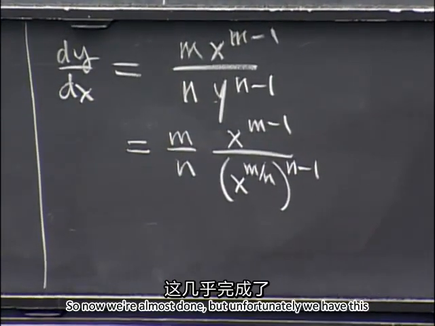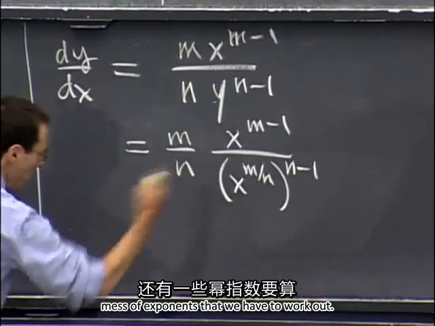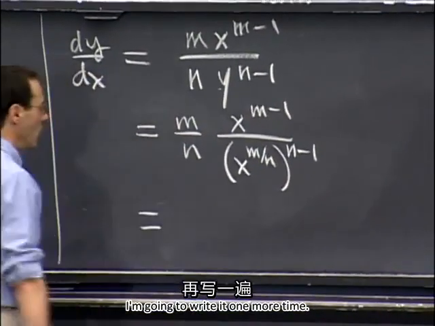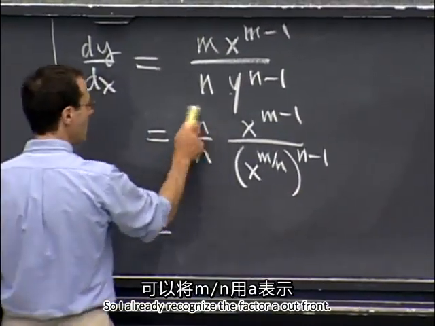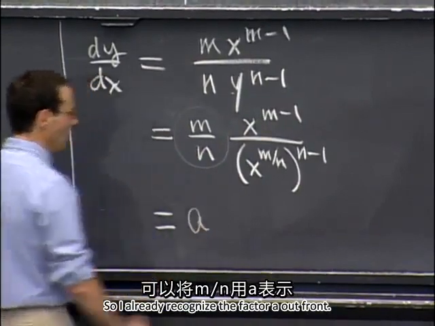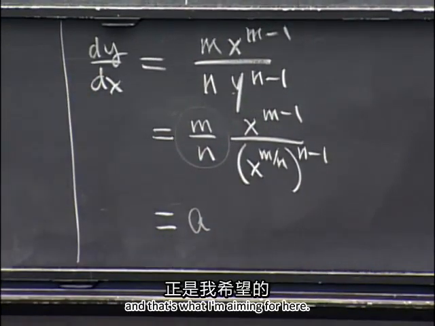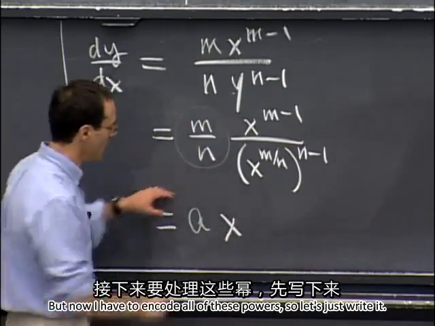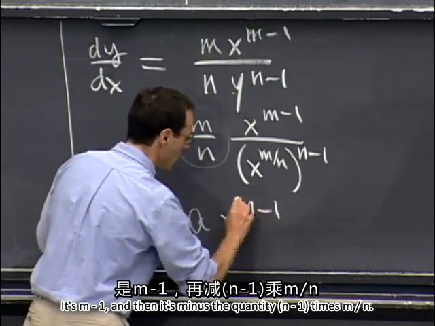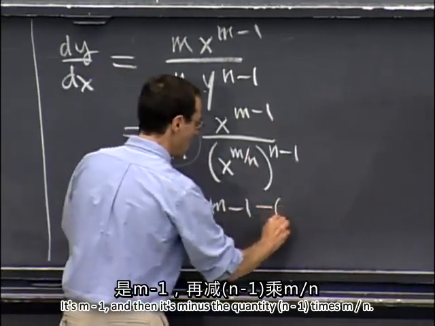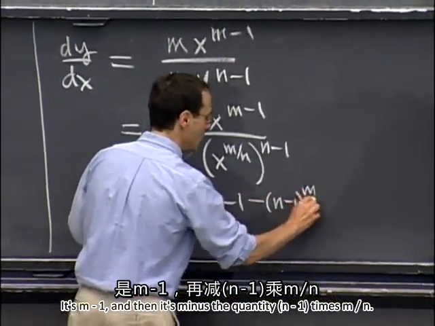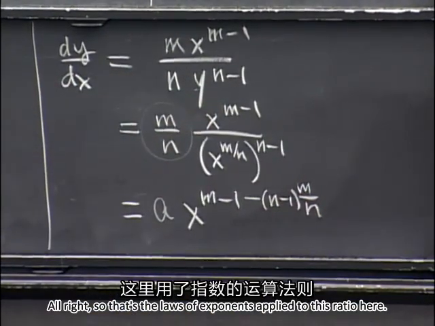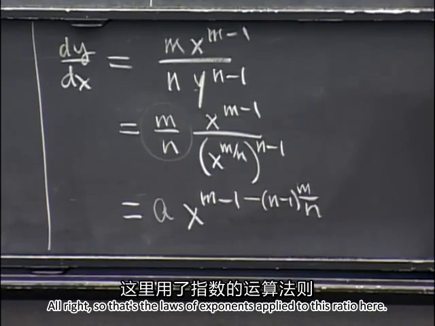So now we're almost done. But unfortunately, we have this mess of exponents that we have to work out. I'm going to write it one more time. I already recognize the factor a out front. That's not going to be a problem for me, and that's what I'm aiming for here. But now I have to encode all of these powers. So let's just write it out. It's m minus 1, and then minus the quantity n minus 1 times m over n. All right, so that's the law of exponents applied to this ratio here.